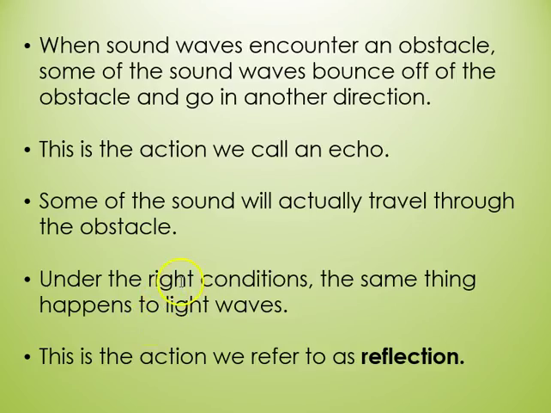When sound waves encounter an obstacle, some of the sound waves bounce off the obstacle and go in another direction. This is the action we learned about in the last module that we call an echo. Some of the sound will actually travel through the obstacle. And under the right conditions, the same thing happens to light waves. This is the action we refer to as reflection.